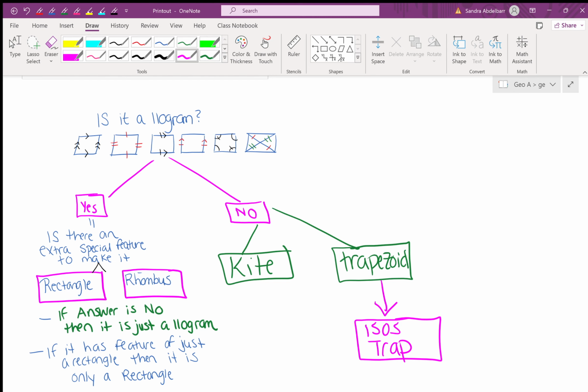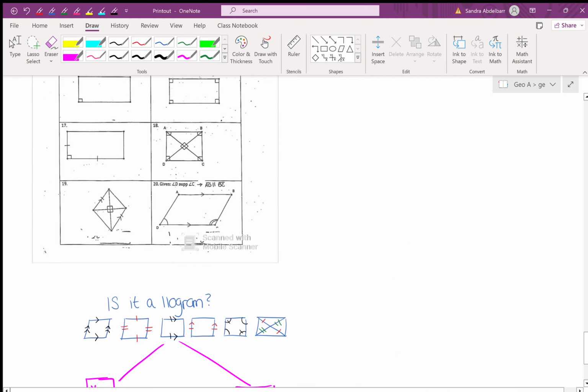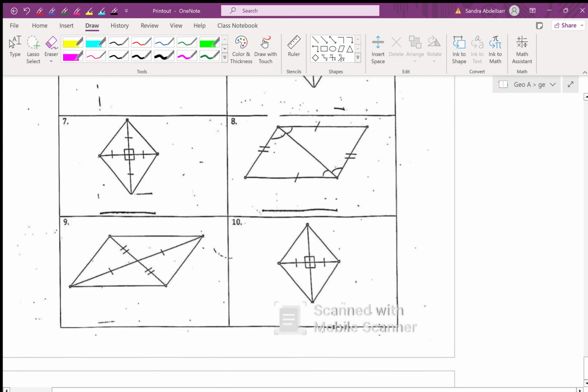All right, are we ready to see how this works now? Anybody still copying? Okay.